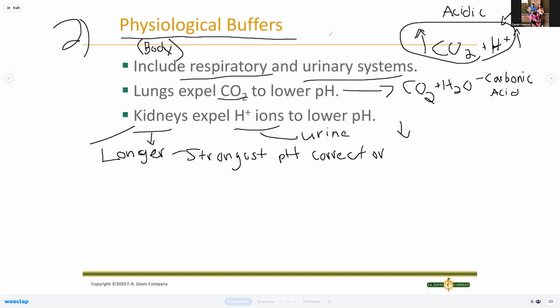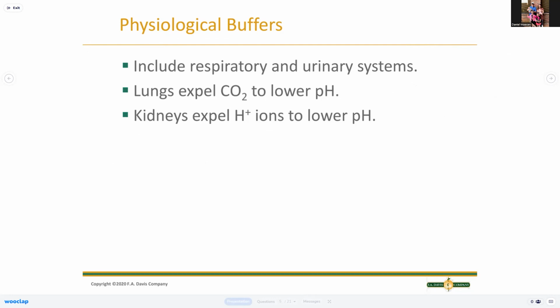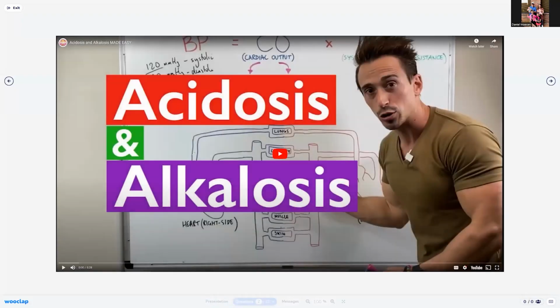So we have chemical buffers, the first line of defense, always kind of happening. The second line is our physiological buffers, which include our lungs and the respiratory system, and our kidneys and the urinary system. He does a good job of trying to explain acidosis versus alkalosis.